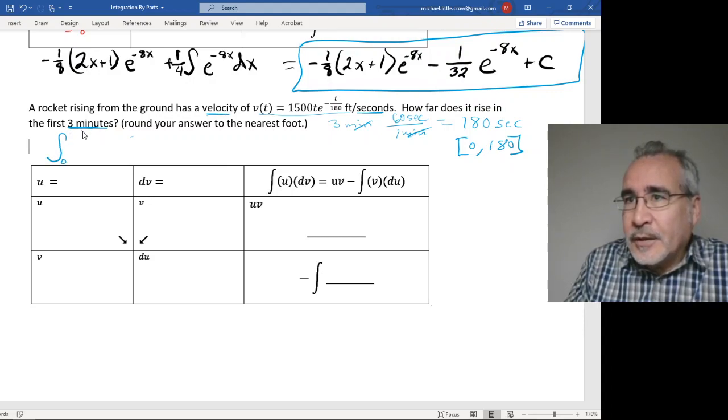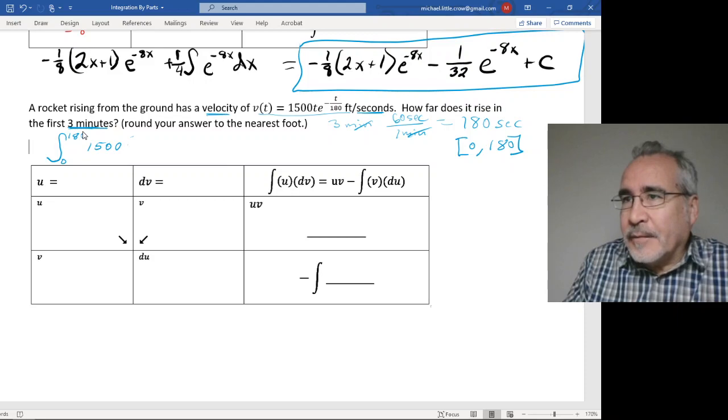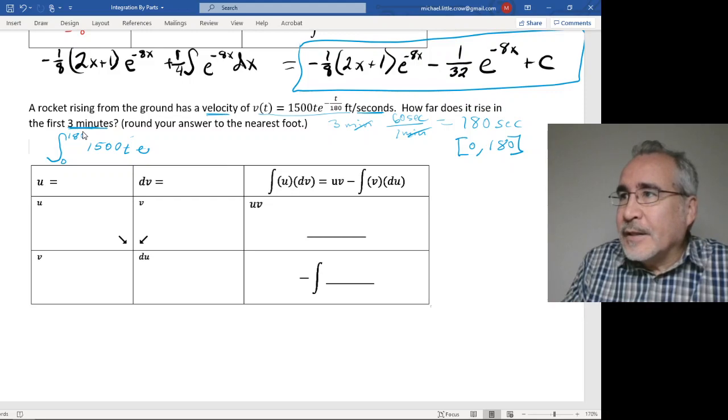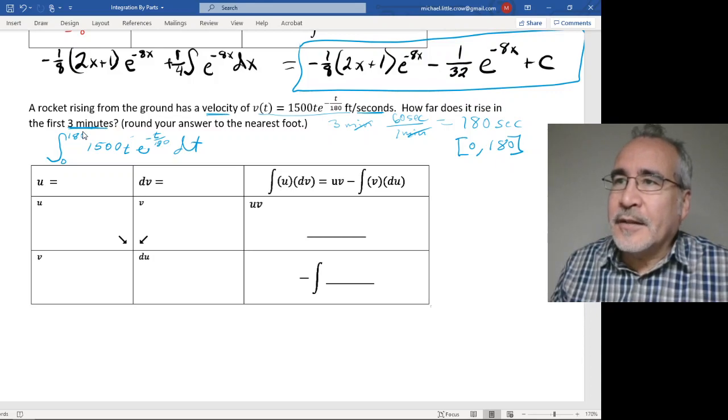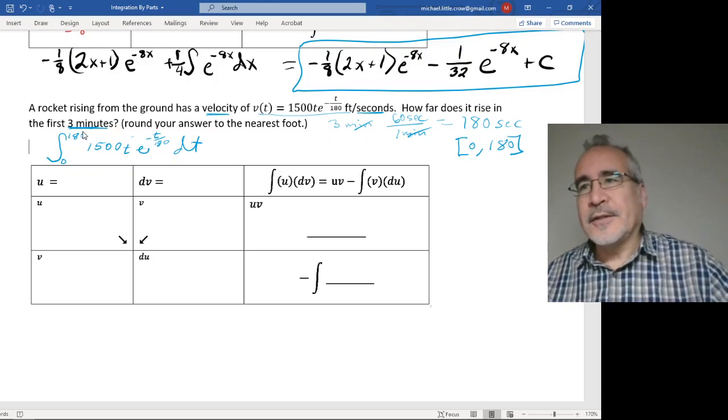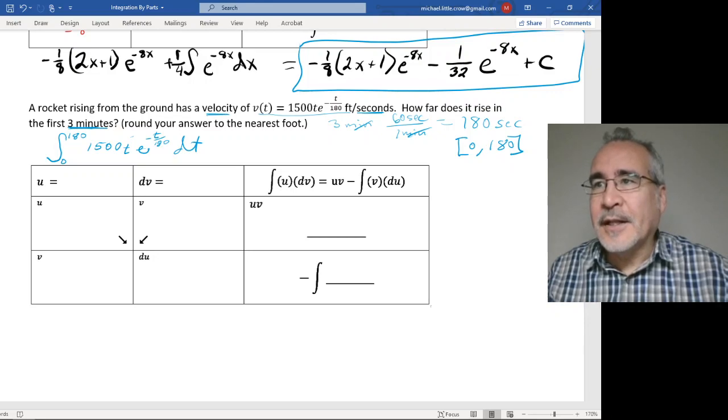Integrate from 0 to 180 this function, 1500 t e to the minus t over 180 dt. Again, you could change them to x's. The thing is since it is a definite integral going from here to here, we could do it with integration by parts.